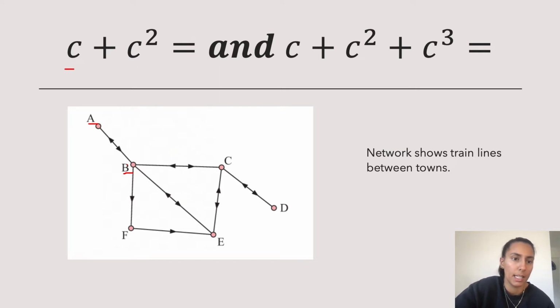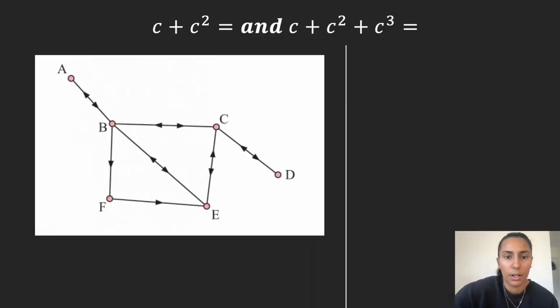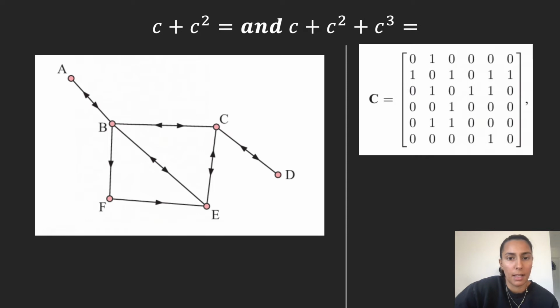So what we're looking at is C plus C squared, and C plus C squared plus C to the power of 3 as a matrix. All right, let's get started. We can look at this network and make this connectivity matrix C right here. We have done this quite a few times, so I'm not going to go over how we did it. But basically your zeros mean that there's no direct route. Your ones mean that there is one direct path, this one would be between A and B.